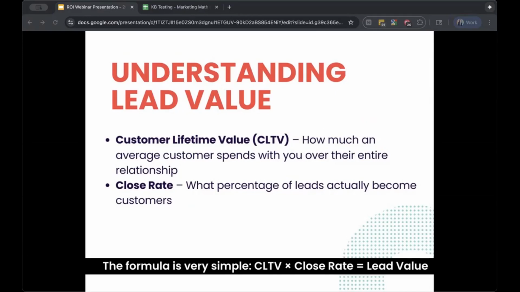The second one is the close rate. So, what percentage of leads actually become customers? And then that formula is really simple. We have that along the bottom. You're just multiplying the two together. So, your customer lifetime value times your close rate equals your lead value. That's it.